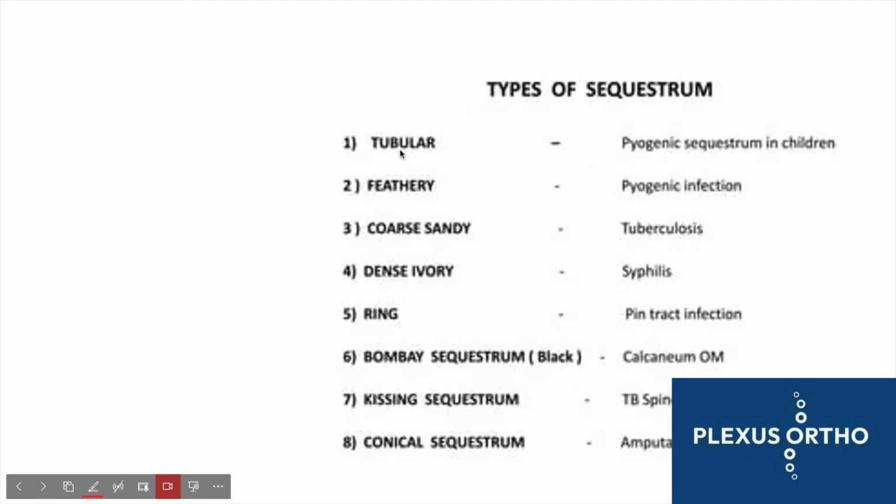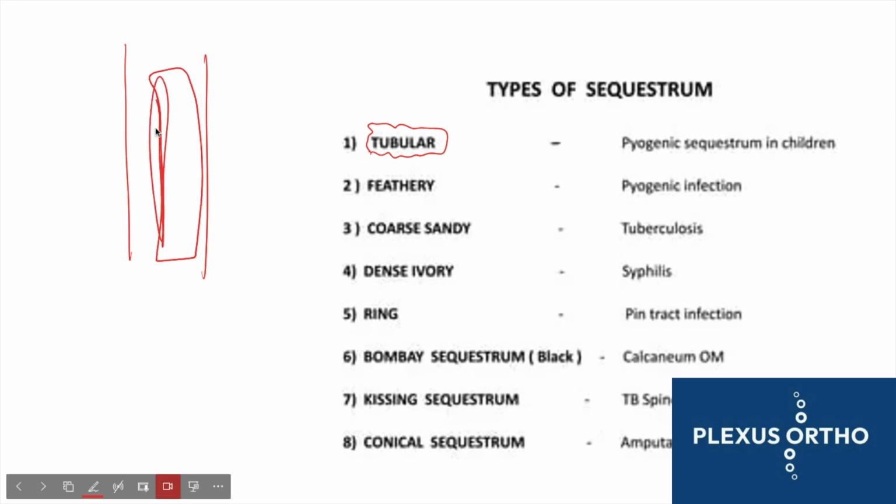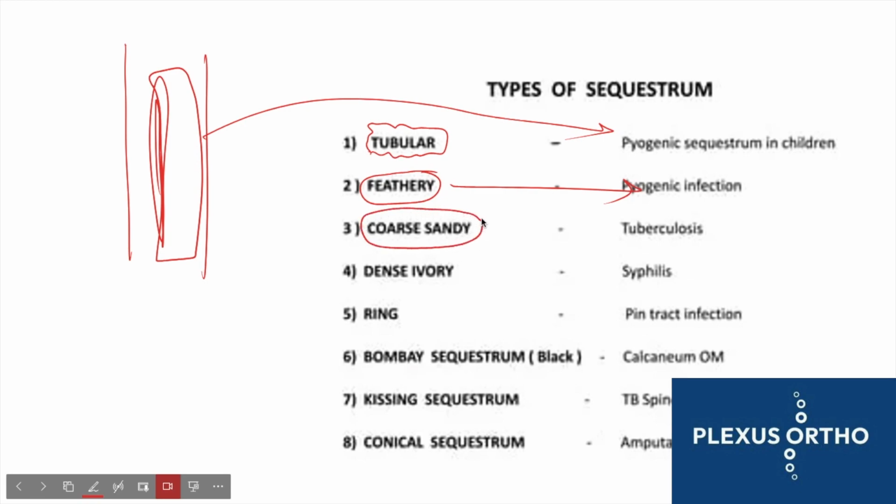What are the types of sequestrum? This is very commonly asked in your clinical exam, so you must be aware of it. Tubular sequestrum, where a whole tube of sequestrum is seen in the X-ray, happens in bacterial infection in children. It doesn't happen in adults. Feathery sequestrum is seen in pyogenic or bacterial infection. Coarse sandy sequestrum is seen in tuberculosis. Dense ivory sequestrum is seen in syphilis.